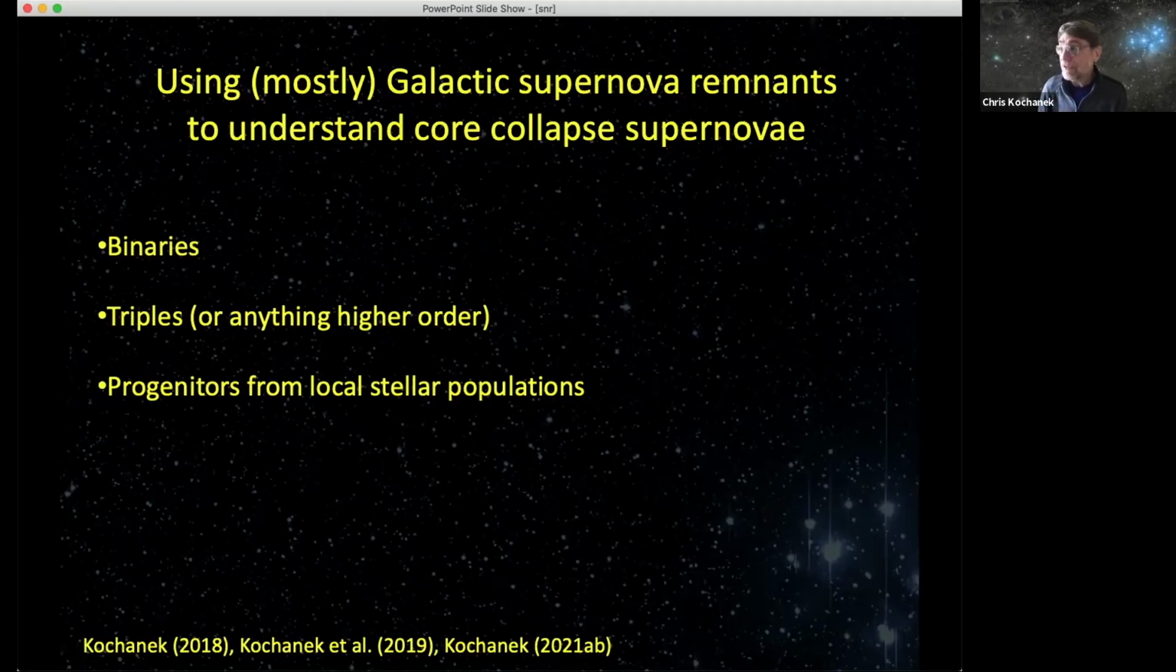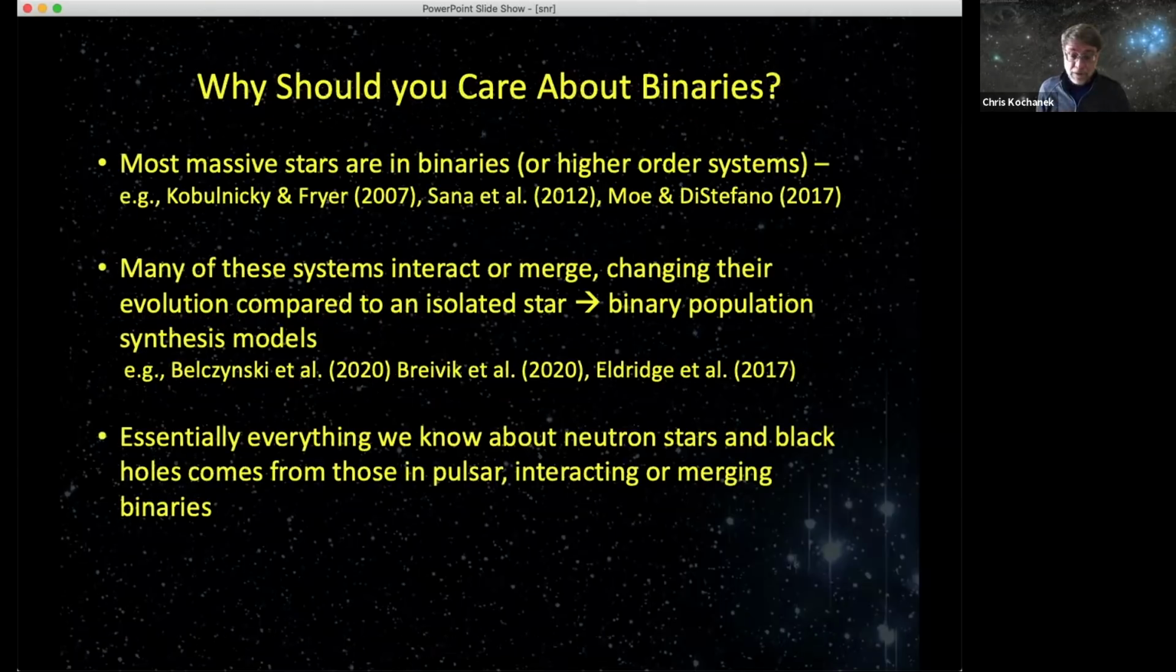So we'll talk about binaries, a little bit about triples, and then this idea of doing progenitors of supernova from the local stellar populations. So, of course, most of these massive stars are in binaries. In fact, a very large fraction of them are in higher order systems. There were a series of very nice studies on this over the last few years. And as soon as you put these things into binaries, they start to interact. A significant fraction will merge, a significant fraction will transfer mass.